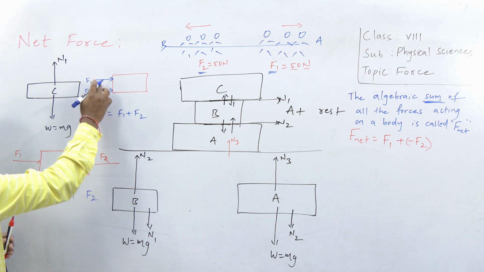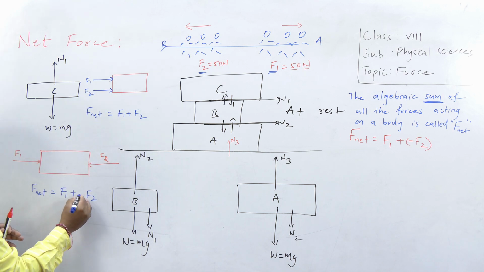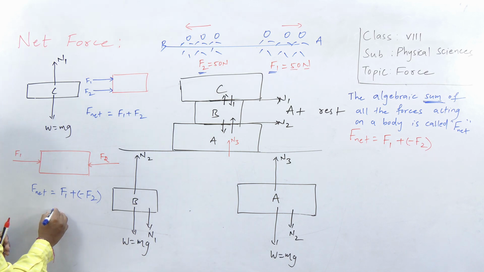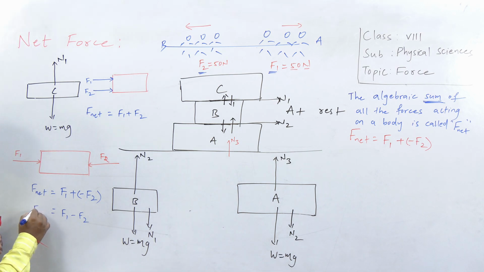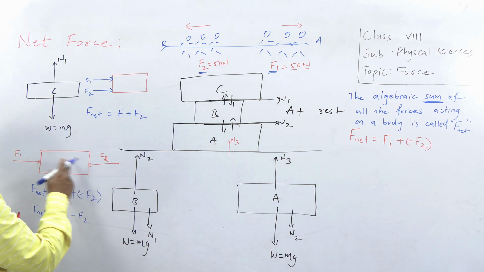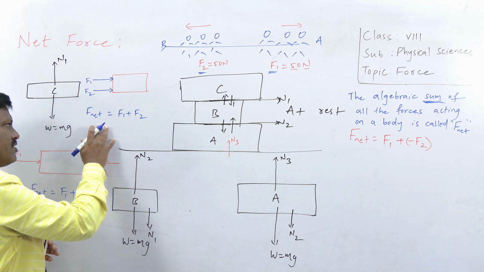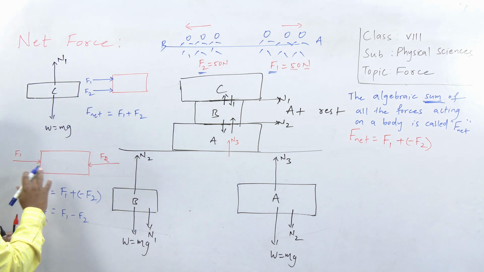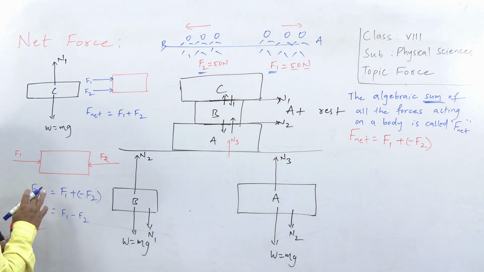But here two forces are acting in the same direction, that is okay. But here two forces are acting in opposite direction. That is why one of the forces is taken as negative. Then plus into minus, minus. Now F1 minus F2. So net force is the difference of the two forces when forces act in opposite direction in the same line. When two forces act in the same direction, net force is exactly the sum of the forces only. But whenever two forces are acting in the opposite direction, the net force is equal to the difference of those forces. Okay. So I hope you understand the concept.